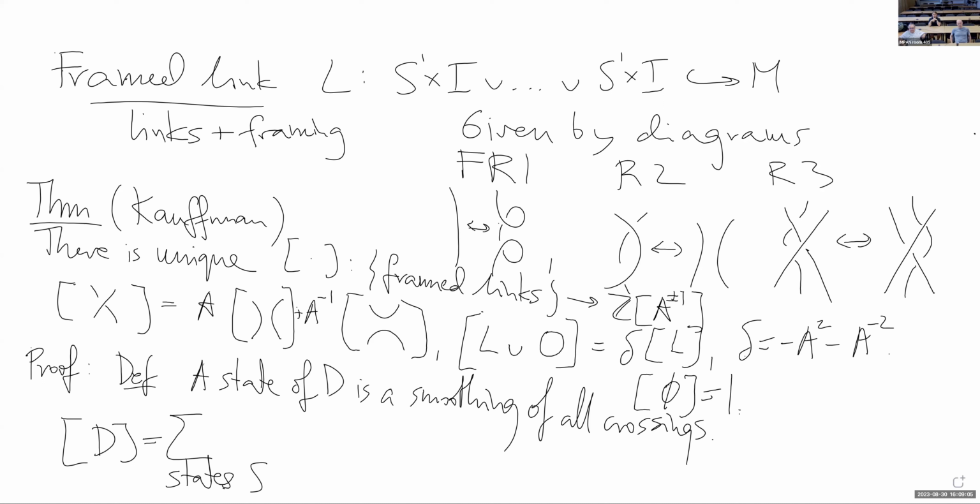So in the process of getting from a diagram to a state, we're going to be acquiring either A or A inverse. So we will get A to a certain power. What's the power? It will be P of S minus M of S.